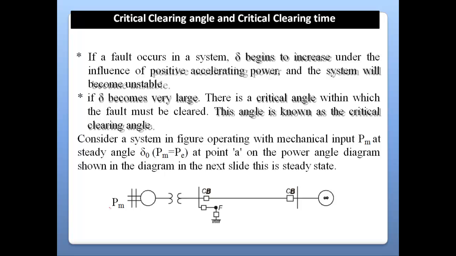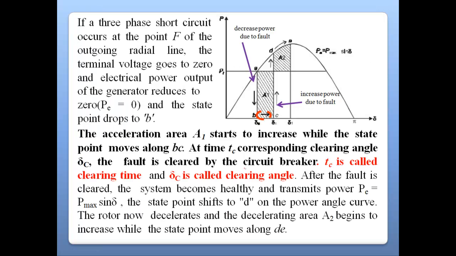Consider a system followed by a fault at the point here, right? Now if you see here, there is a three-phase short. Now the accelerating area A1 starts to increase. This accelerating area A1 starts to increase while the state point moves along BC. This is the BC point. Now if the area starts increasing, then delta starts moving in this direction. At a time Tc corresponding to the clearing angle delta C, the fault is cleared by the circuit breaker.